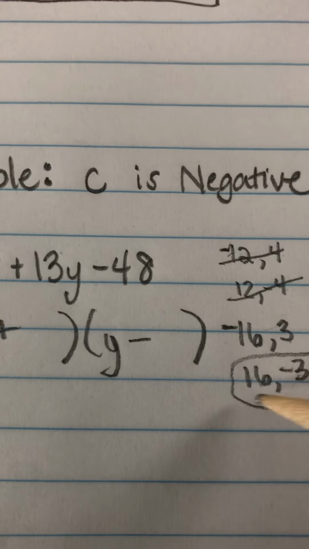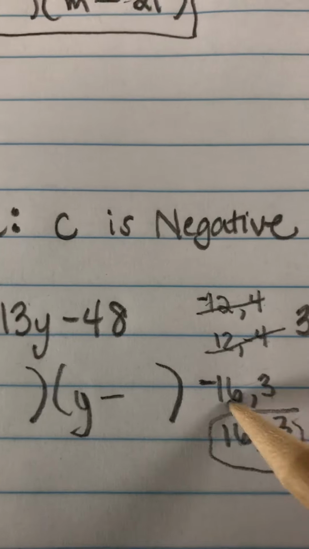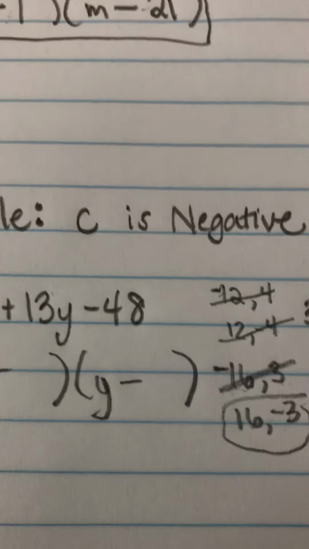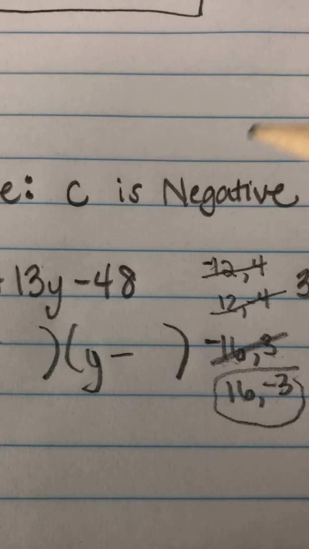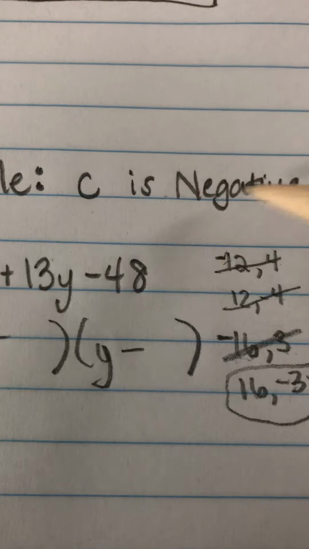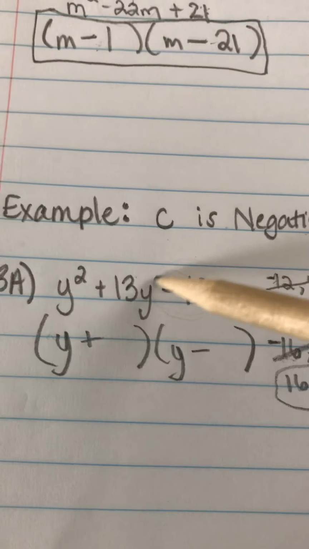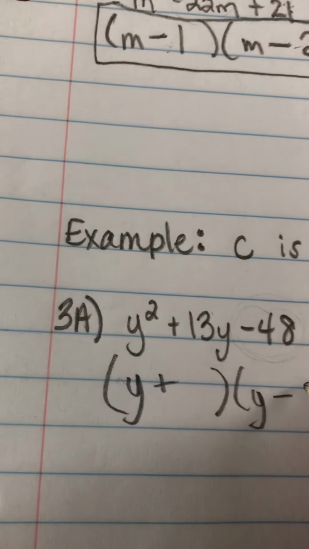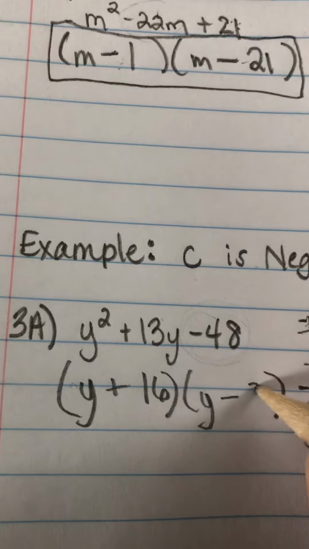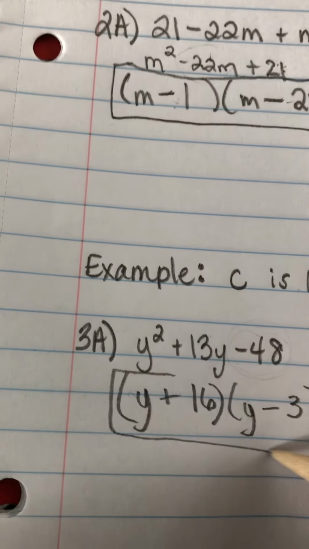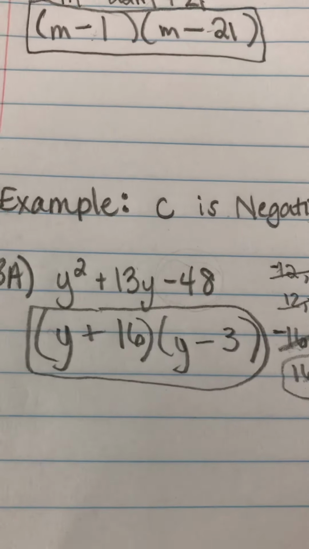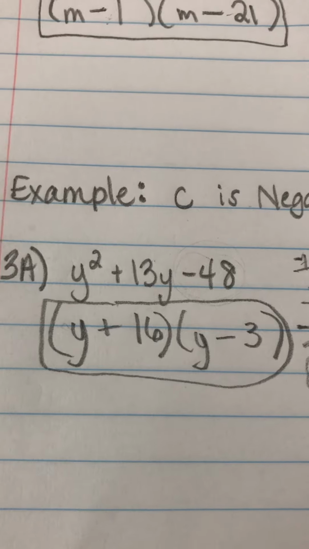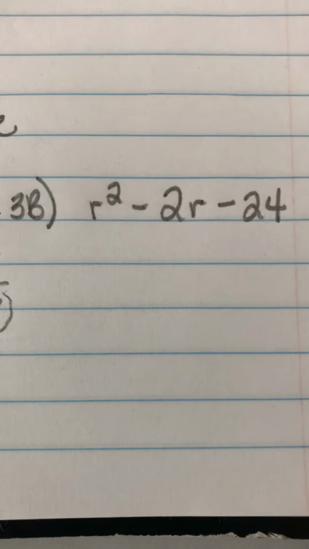That one, when you added those up, wouldn't it give you a positive? So this one would give you a -13 when you added them up, so that one can't work. So yeah, you have to be a little extra careful when C is the negative, when this term is negative. Okay, be extra careful. So positive 16 and -3. Like I said, if you're ever in doubt, just go FOIL and you will see if you get the original problem or not. Okay, last one.